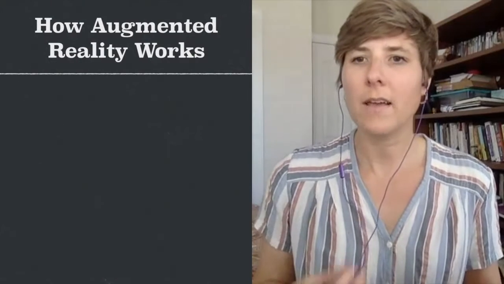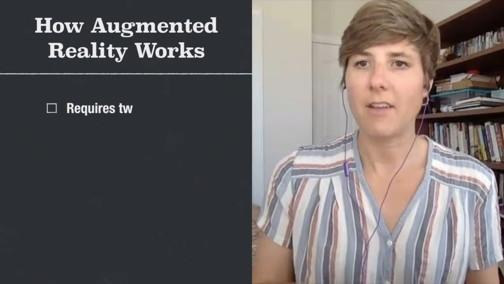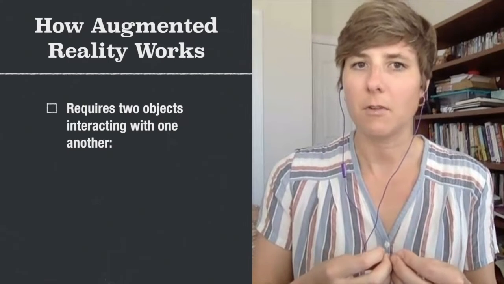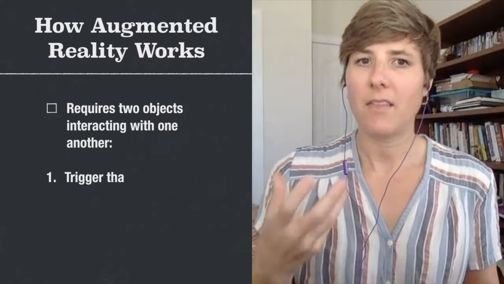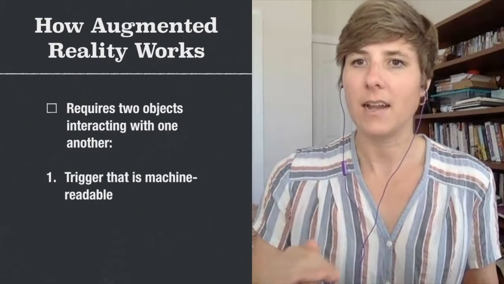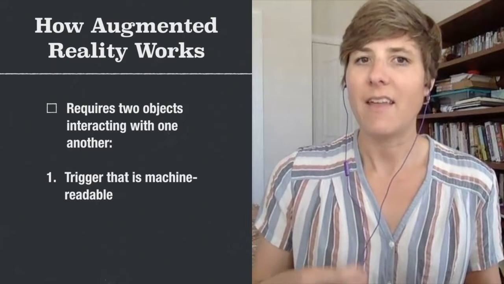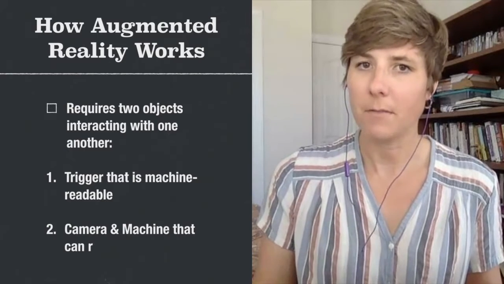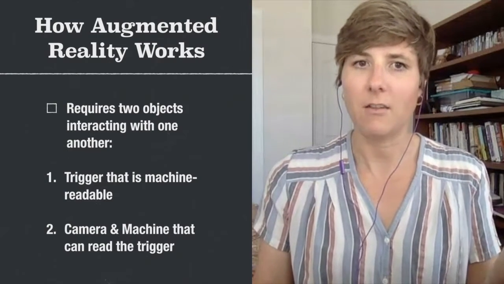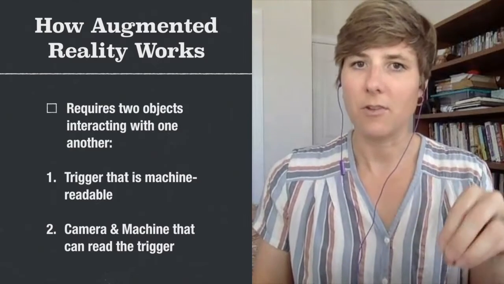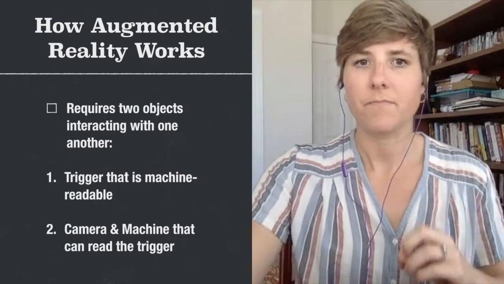So just as a quick review, augmented reality essentially works by having two different pieces interacting with one another, right? One of those things is a trigger, which is something that a computational device can read and understand. That device can be your phone, maybe your computer, and that device must have a camera, right? So that camera is the second piece of this puzzle, the camera that can actually read the trigger. So two things: a trigger and a camera that can read the trigger.